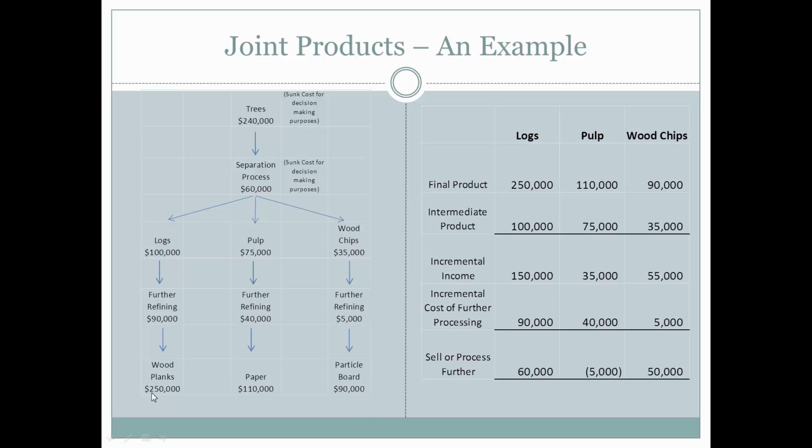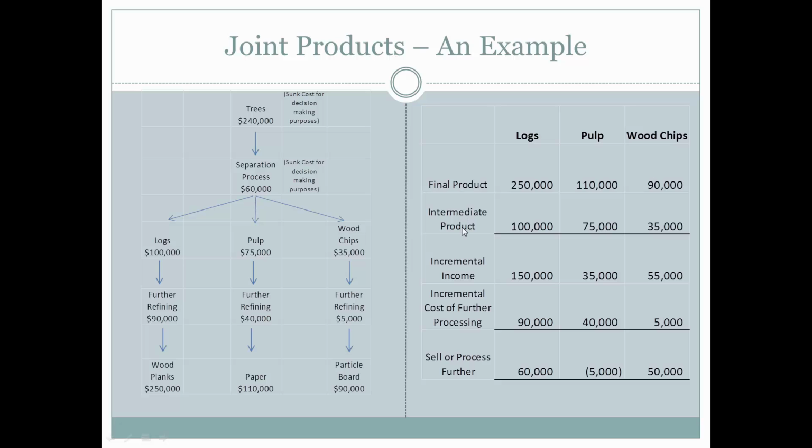So how do we set up these problems to determine whether or not we should sell at this intermediate product level or whether we should sell at the final product level? The way to look at this is to take the final product and the sales price that we would receive. So for the logs, $250,000 for the wood planks, $110,000 for the paper, and $90,000 for the particle board.